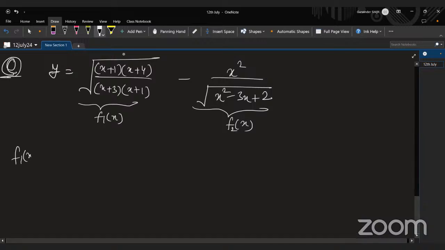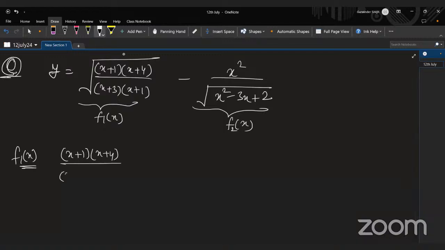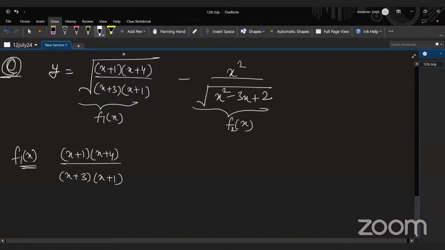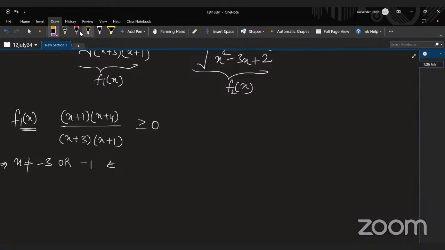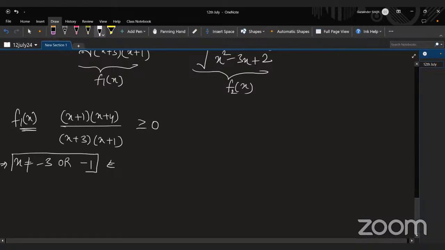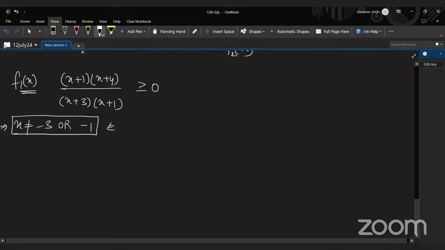So first of all, looking at f1 of x, I get that x plus 1 multiplied by x plus 4 divided by x plus 3, x plus 1 should be greater than or equal to 0, right? And one more thing I observe is that x can't be minus 3 or minus 1. What will happen if x is minus 3 or minus 1? The denominator will be 0. Yes, correct, sir.